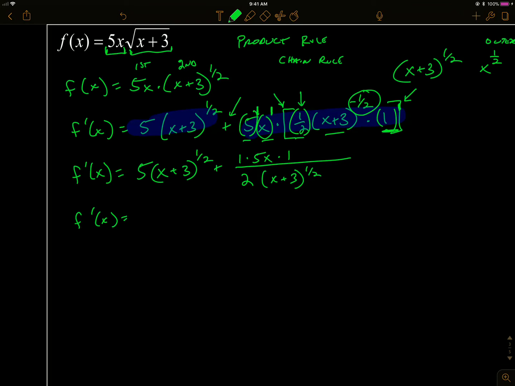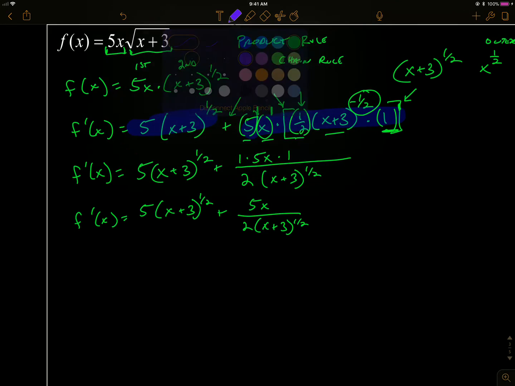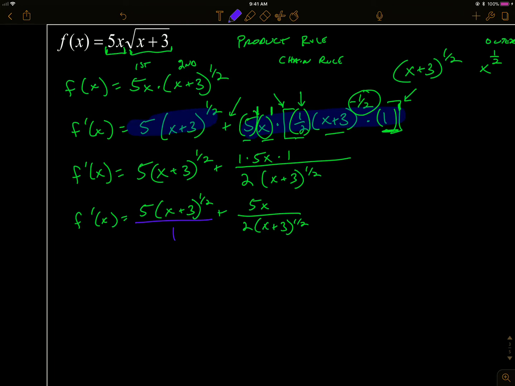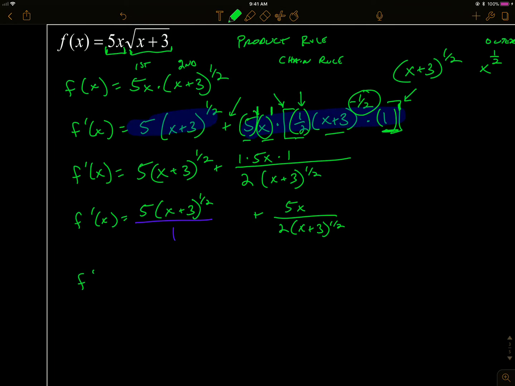So now I've got 5 times x plus 3 to the 1/2 plus 5x over 2 times x plus 3 to the 1/2. So now I want to get a common denominator and add these together. So that's like over 1. So I'm going to give myself a little room here so I can show this common denominator work. So if my common denominator is 2 times x plus 3 to the 1/2.